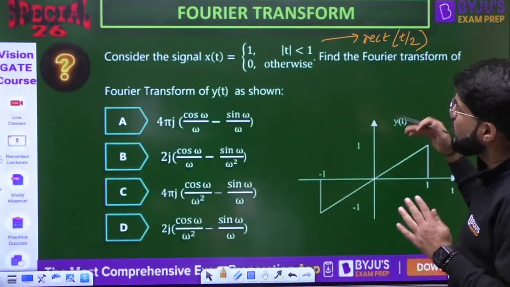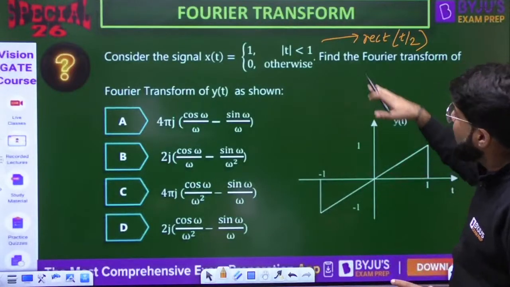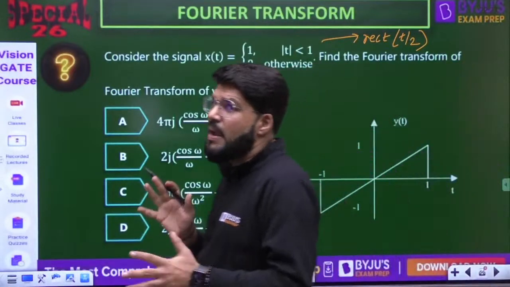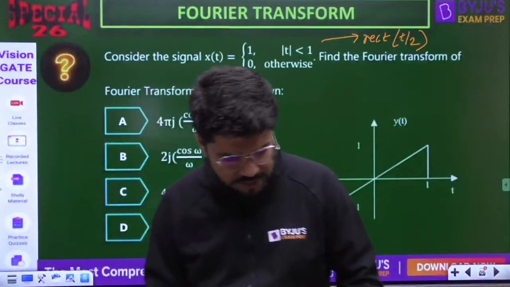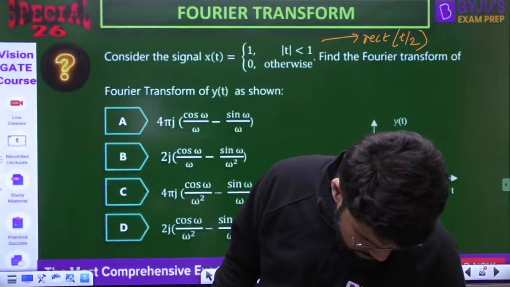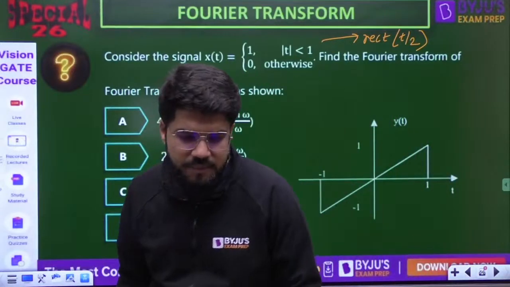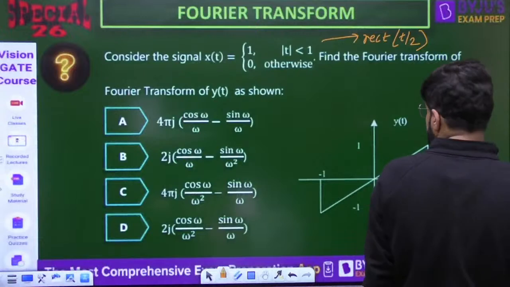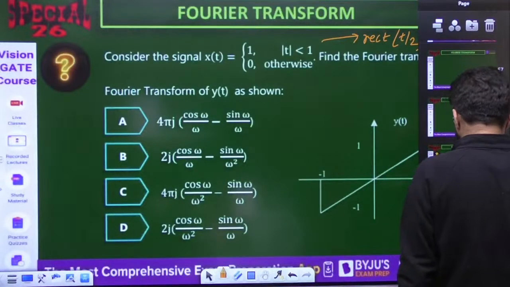What is this? Given a signal, find the Fourier transform of the signal. So there is a hint also. What is the Fourier transform of y(t), and somehow the rectangle is given. So can we manipulate y(t) and write it down in terms of x(t)? Can we try something of that kind? Look into the waveform carefully and let me know.